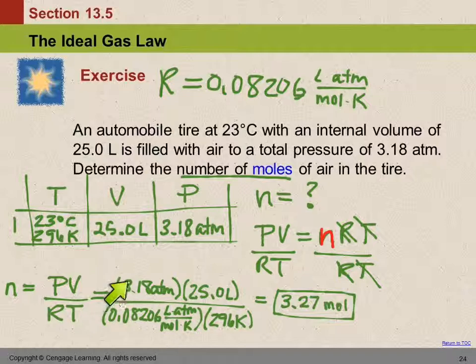Another way to do this is to take, here I'll use red, the 3.18 times the 25, and then you hit divide, and use parentheses on your calculator, times, close parentheses, and that will work also. The idea of dividing by 296 really bothers some students. We all think of things in different ways, and that's fine. There's not one perfect way that's good for everybody.